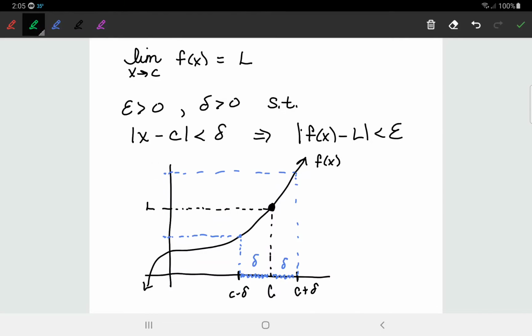Now, what do we want these distances around the limit to be? Well, those are going to be epsilon. So here's an epsilon above and below. So that forces this line to be the limit minus epsilon, and that forces this line up here to be the limit plus epsilon. So that's in general.